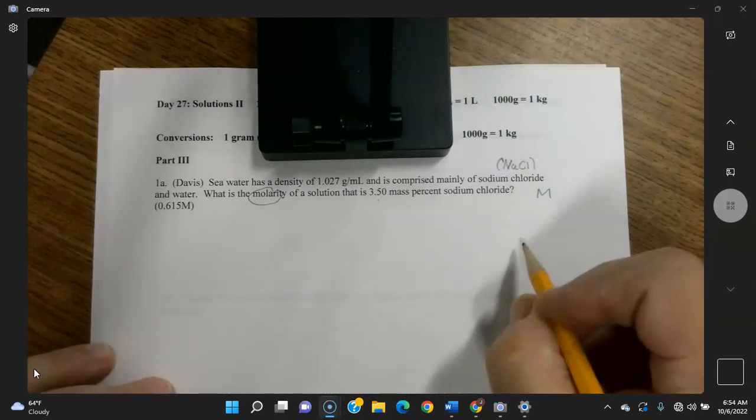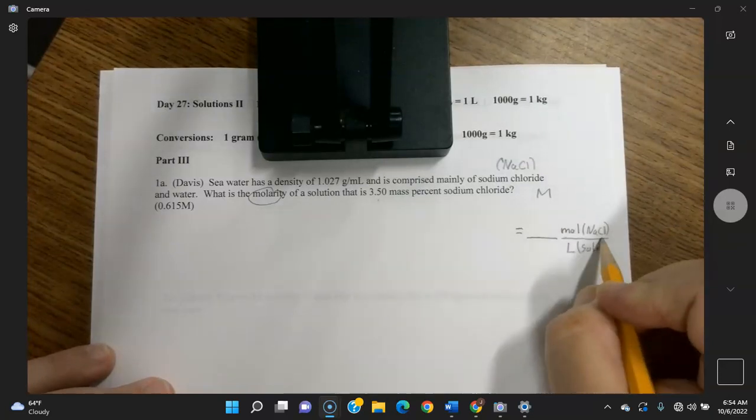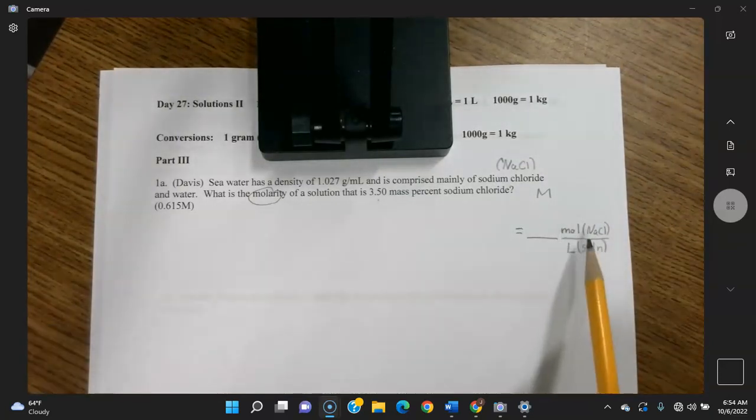Okay, so let's go ahead and write that. That's what we're trying to find. Okay, that's what we're trying to get to is molarity. Moles of sodium chloride over liters of solution. All right, now, what are you starting with?